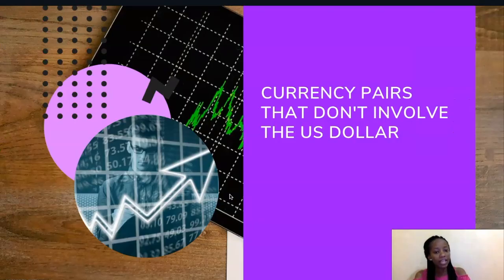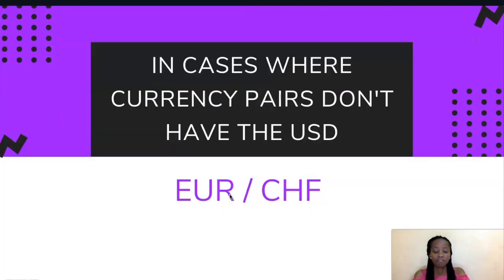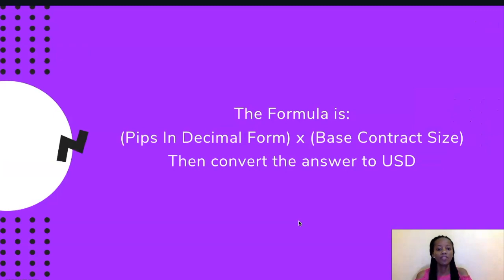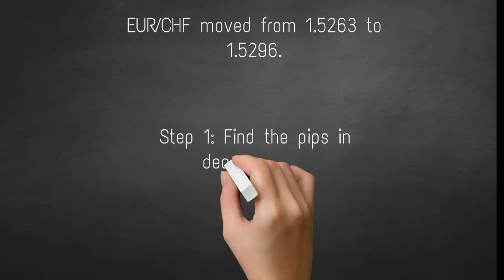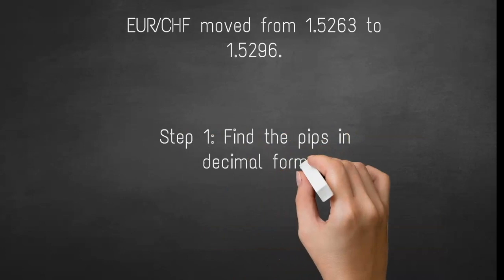So let's calculate the currency pairs that do not involve the US dollar. So an example is the Euro Swiss franc. And the calculation here is different. Let's see how that goes. The formula is your calculated pips in decimal form multiplied by the base contract size, then you should convert your answer to USDs. So in this example, the Euro Swiss franc moved from 1.5263 to 1.5296.